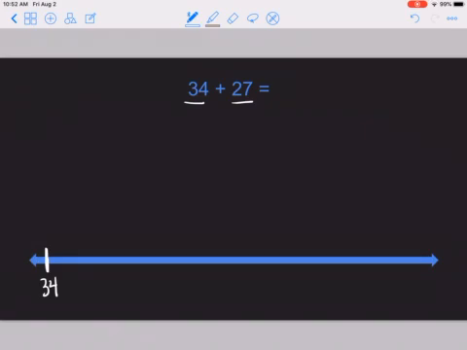Now what I'm going to do is I'm going to break up this 27 into tens and ones. And we can put it in expanded form. So 27 is 20, and then plus 7. So at some point we can make jumps of 10. How many jumps of 10 can we make with 20? Well, we can make two, right? There's 10 and 10, that's 20.